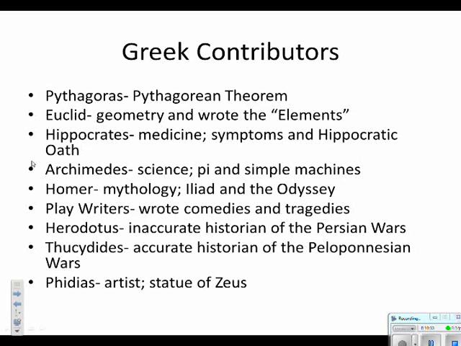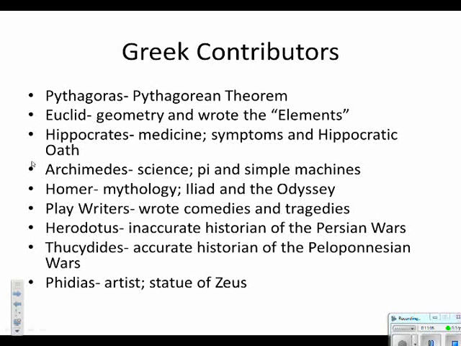There are also two major historians during the Greek time period. One was Herodotus. He was an inaccurate historian, but also the first historian, so he's still important, who wrote a book about the Persian Wars. He was very dramatic. It wasn't very accurate. Thucydides was much more accurate. He interviewed people. He got the evidence before he wrote, and he wrote about the Peloponnesian War, which we'll look at in a few minutes. And finally, Theodotus is an artist, more specifically a sculptor, who's going to create a statue of Zeus and also a statue of Athena, two Greek gods.